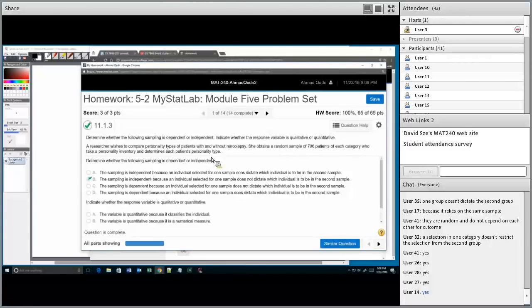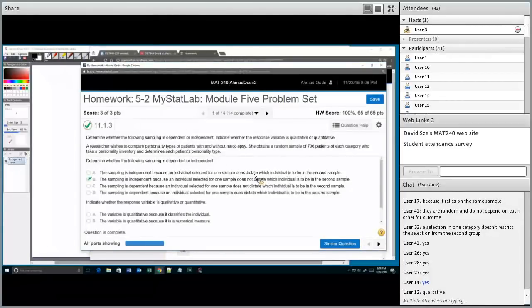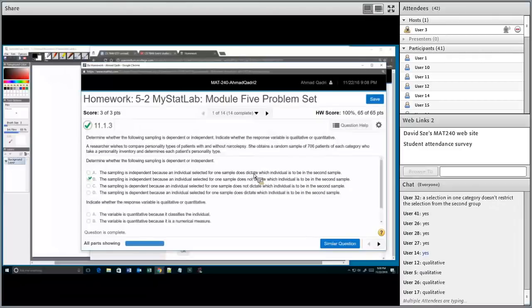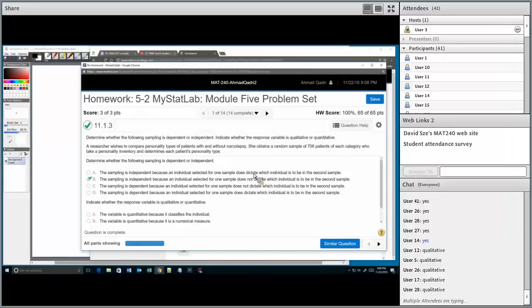Now, is this variable qualitative or quantitative? What do you think? Remember, a qualitative variable classifies an individual. A quantitative variable is a variable that is numerical. You can put a number to it. So which one do you think this is? It's a classification. Very good.